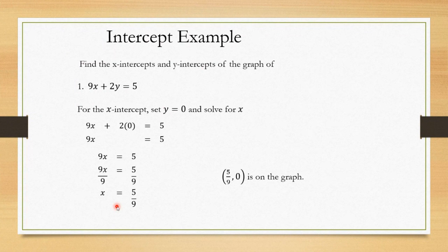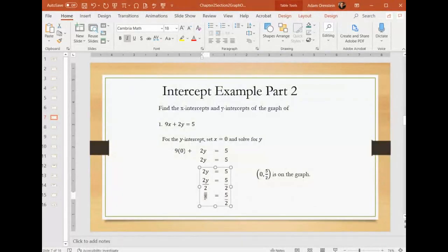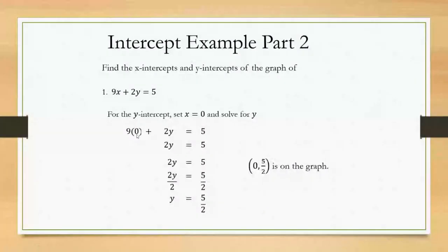For the y-intercept, the idea is similar. For the y-intercept, we set x to be 0. And this should be y. I don't know why I have that as x. Let me fix that. So now we set x to be 0, and we calculate what y is. So we get 9 times 0 plus 2 times y is 5. So that's what we get here.